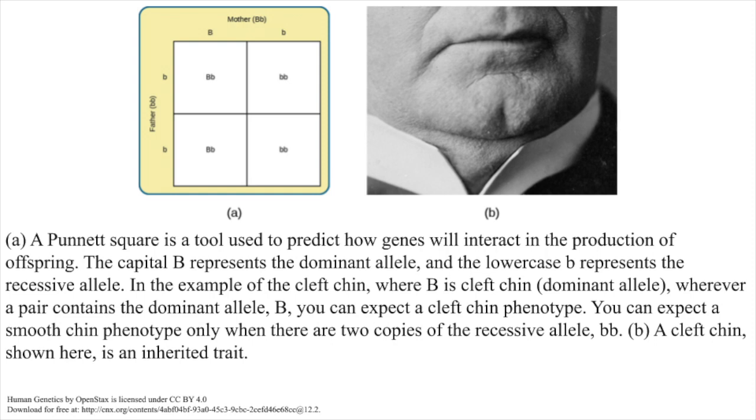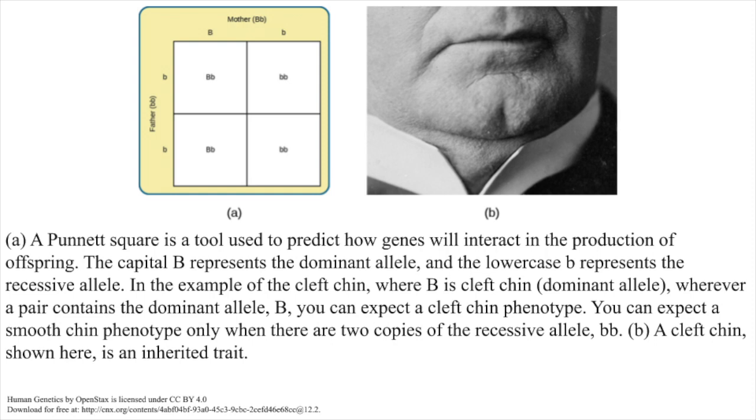A characteristic like cleft chin, for example, is influenced by a single gene from each parent. In this example, we will call the gene for cleft chin big B, and the gene for smooth chin little b. Cleft chin is a dominant trait, which means that having the dominant allele, either from one parent, big B little b, or both parents, big B, will always result in the phenotype associated with the dominant allele.